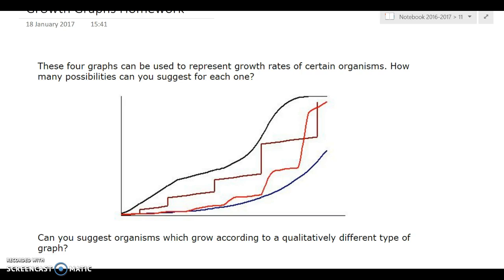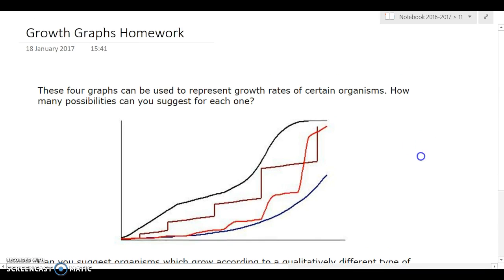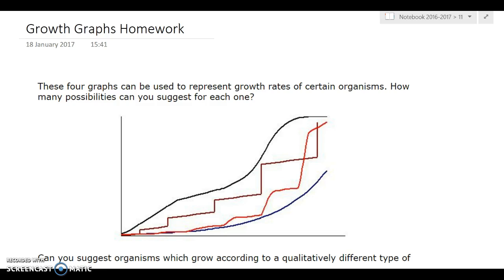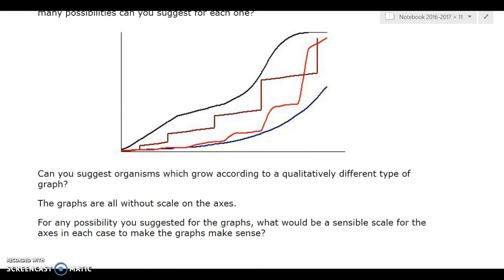I'd like you, please, to write down for me in your book what you think the organism which each graph is describing. I won't tell you what's on the x-axis and what's on the y-axis. I'll just tell you this is what's known as a growth curve or a growth rate. Can you then write down for me organisms which you think might grow according to a completely different sort of graph, which give a completely different growth curve or growth graph?